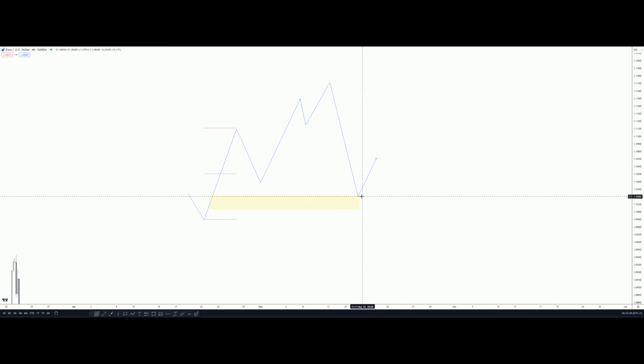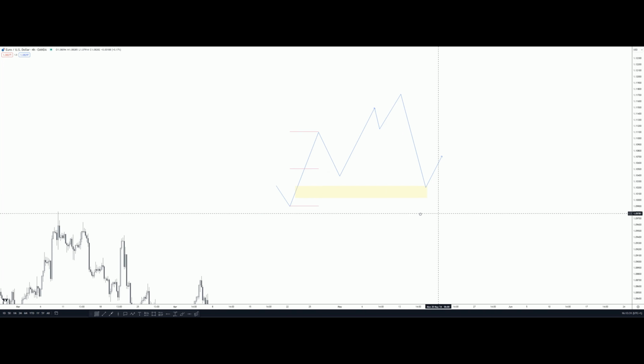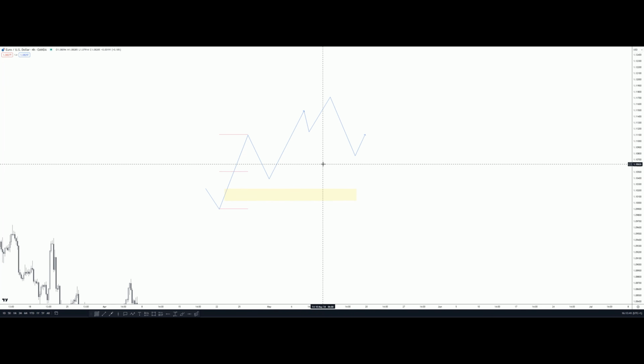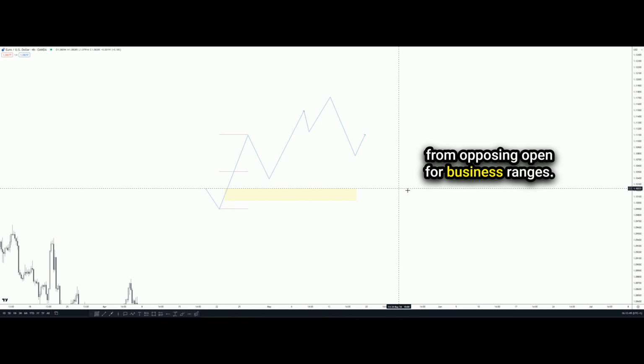And so a 4-hour move like this on the 1 minute is a decent buy, okay? And that's all we're looking for. We're looking for reactions from these zones. And what I also find is true is that price moves from one open for business range to another, so from opposing open for business ranges.